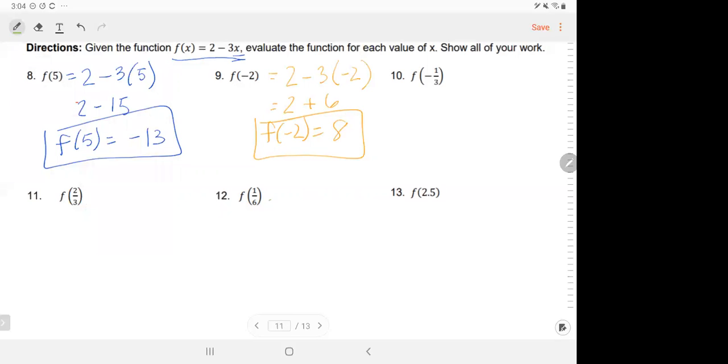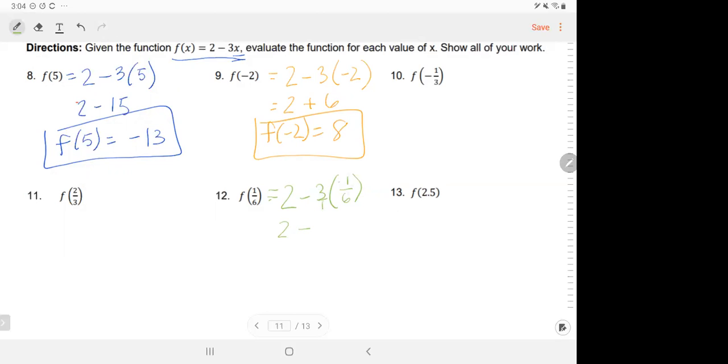I'm going to do 1/6. So f of 1/6 is equal to 2 minus 3 times 1/6. When you're doing your homework, these are all of the steps you should be showing. You should be showing where you plugged this in. So 2 minus 3 times 1 is 3, and then it's just a 1 on the bottom here.